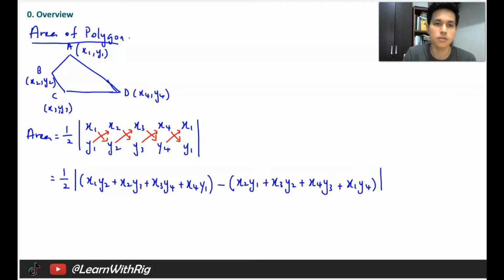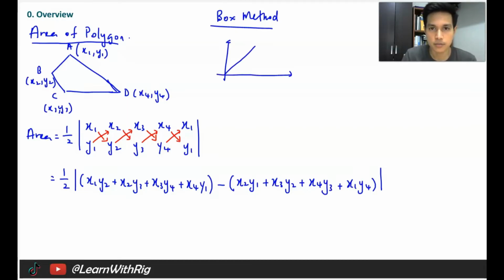The second formula, which is optional, you can use this way, is this thing called box method. This is another way for you to find area of polygon. Let me just give you an example straight away. Let's say you have a polygon like this. You got a triangle, and let's say this point here is 5, 4. This point here is 8, 2. And then here is the origin, so it's 0, 0.